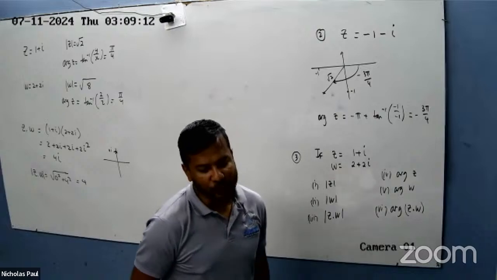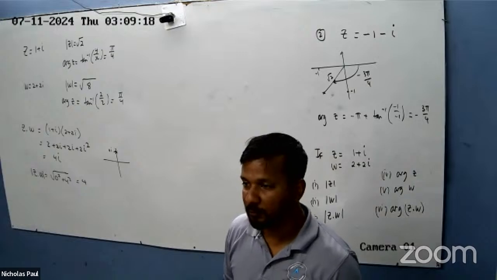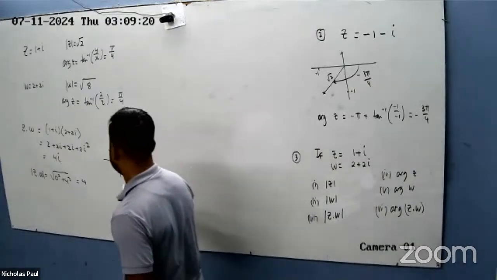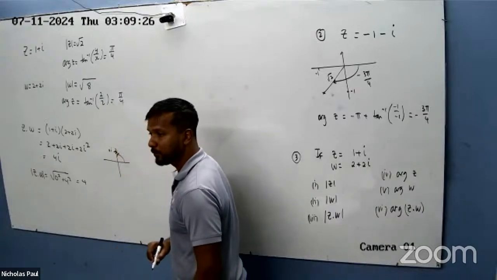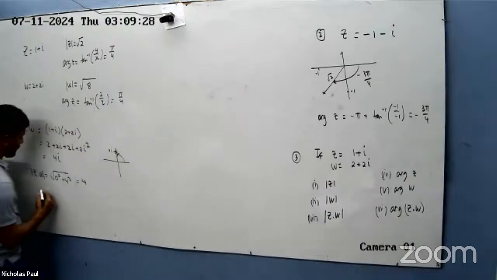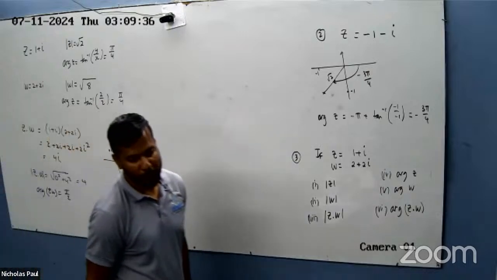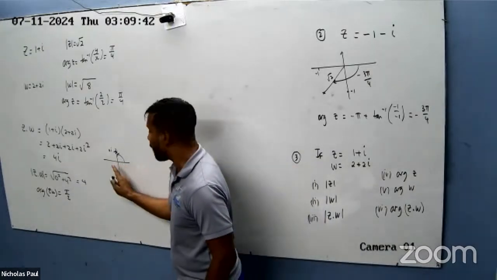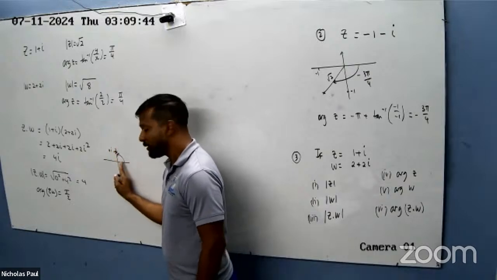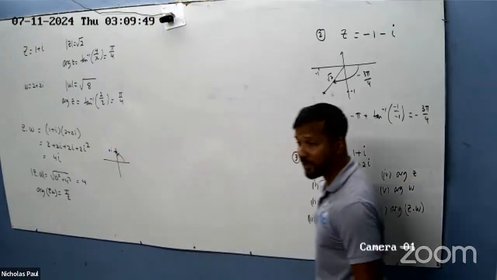So look at exactly where the point is. What's the argument here? The real part is 0, so what's the argument of zw? It's pi on 2. Remember, look at where it is. It's on the y-axis. So from here to here, pi on 2. You recognize that?